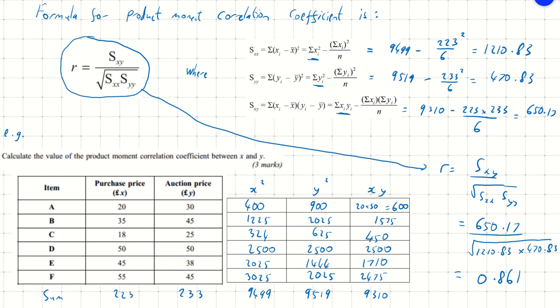Now, first of all, we just dummy check that's a reasonable answer. Remember, correlation is always between -1 and +1, so 0.861 does indeed seem reasonable. We've got a positive number close to 1, so that shows in this example we have a strong positive correlation between purchase price and auction price.